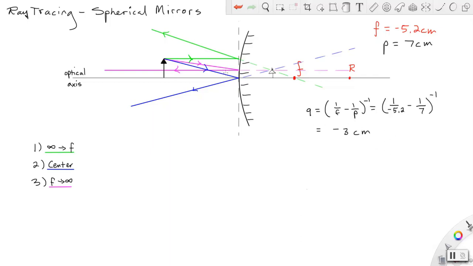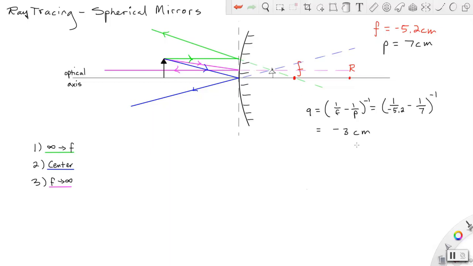Okay, so what does the negative mean? Don't forget, image distances are negative when the image shows up where we do not expect light to go. For a mirror, light bounces back. So if the image shows up where the light isn't going, it's a negative image. That means it's inside the mirror here.